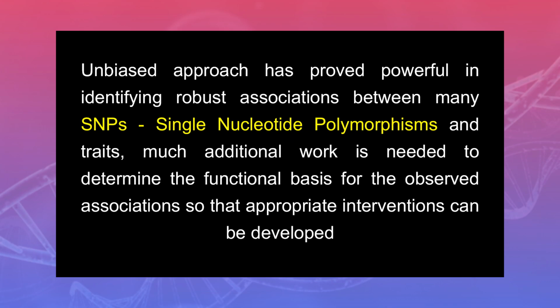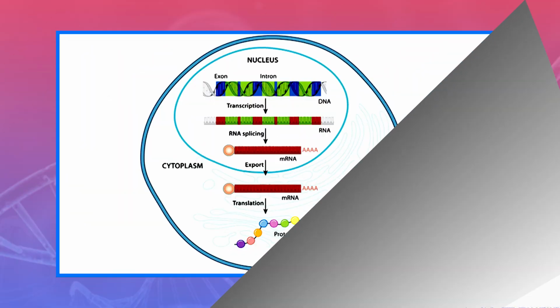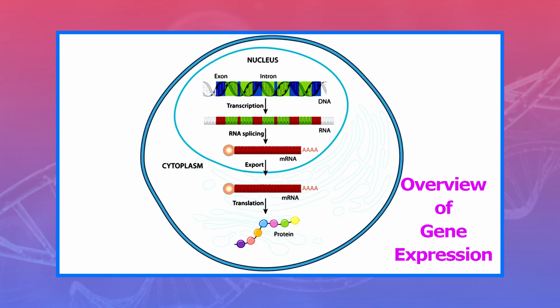Although the approach has proved powerful in identifying robust associations between many SNPs and traits, much additional work is needed to determine the functional basis for the observed associations so that appropriate interventions can be developed. Much more remains to be learned about how variations in intronic and intergenic regions, where the vast majority of SNP-trait associations reside, influence gene expression, protein coding, and the disease phenotypes.